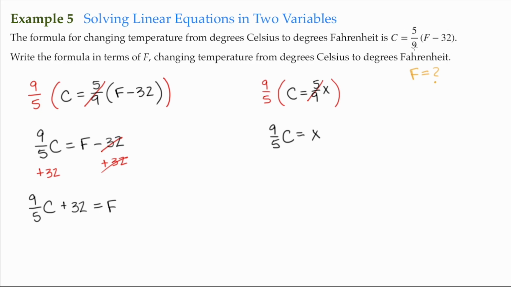So here, the linear equation is expressed in terms of C. C is equal to 5/9 times F minus 32. And here, it's expressed in terms of F. It's the same linear equation, except it's being expressed with one variable as opposed to another. But F is equal to 9/5 C plus 32. And there we go.